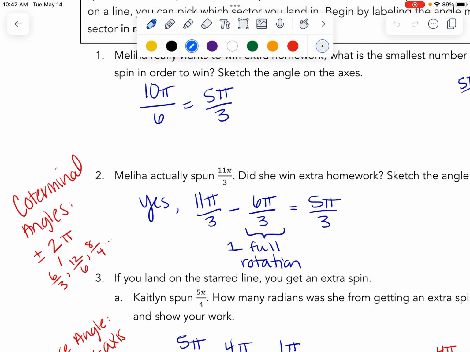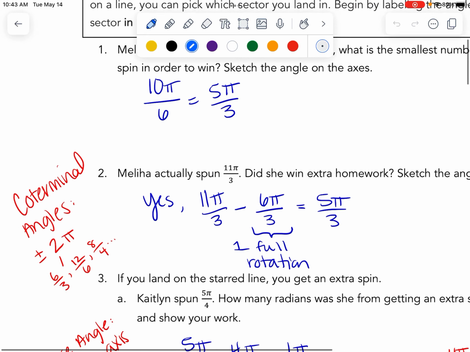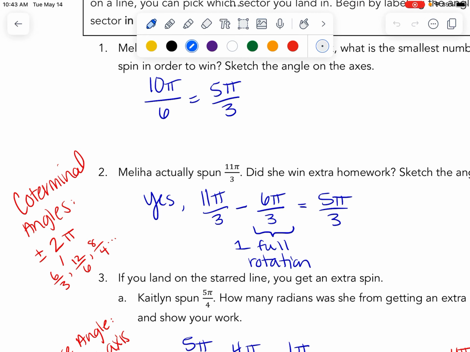So plus or minus 2 pi. In this case it was 6 pi over 3, it might be 12 pi over 6 or 8 pi over 4, depending on what you're using. Coterminal angles are always plus or minus 2 pi. When we're dealing in degree measure, it's plus or minus 360. For radian measure, it's plus or minus 2 pi. Okay, so get that down, please, in your notes.